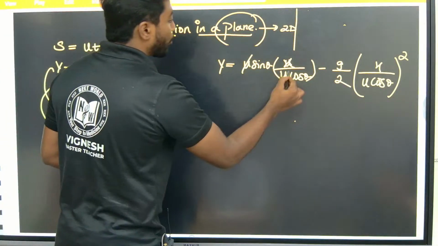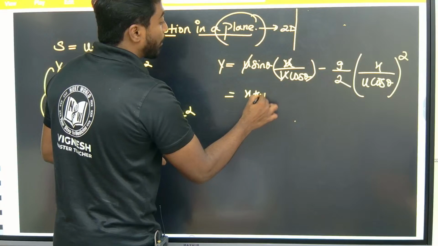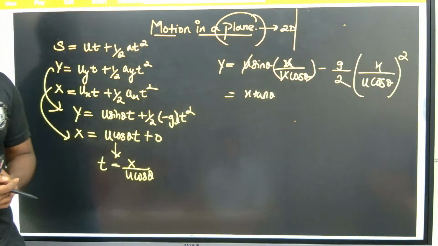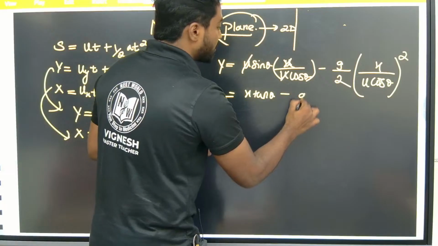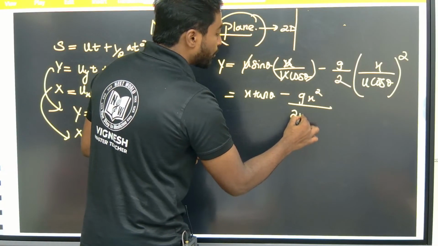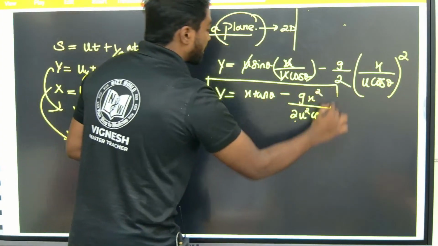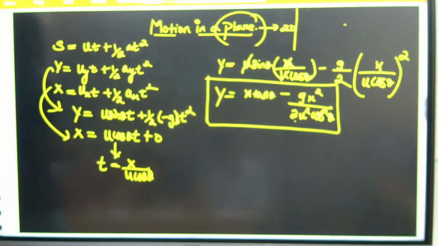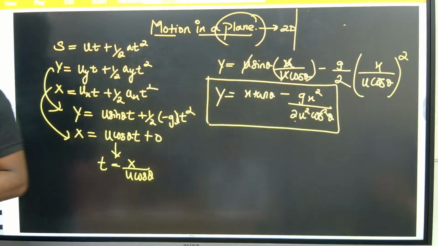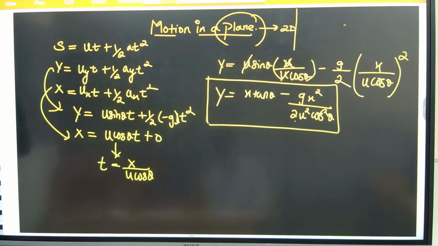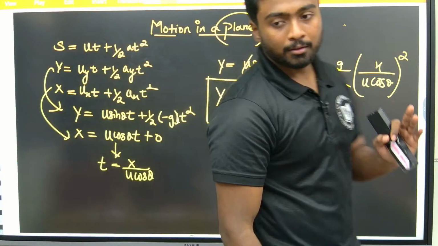Here u and u will get cancelled. x tan theta will come, since sin theta by cos theta becomes tan theta, minus g x square by 2u square cos square theta, which is nothing but the equation of trajectory in terms of y and x. So now we will solve some questions regarding this topic.